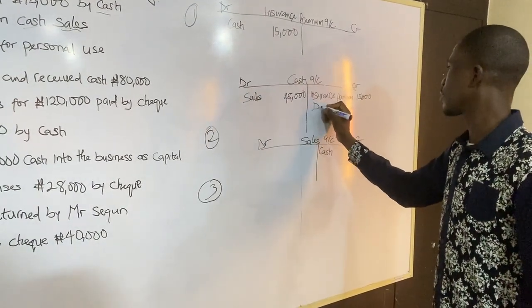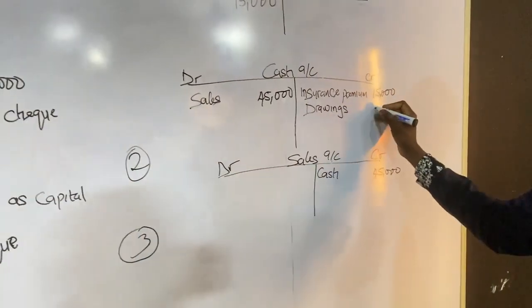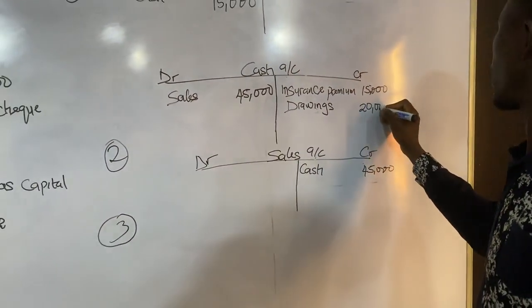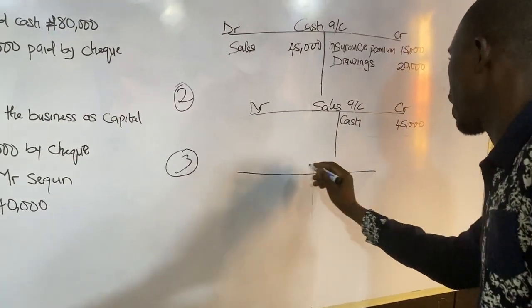So drawings, 20,000 naira. Then you open the drawings account itself.